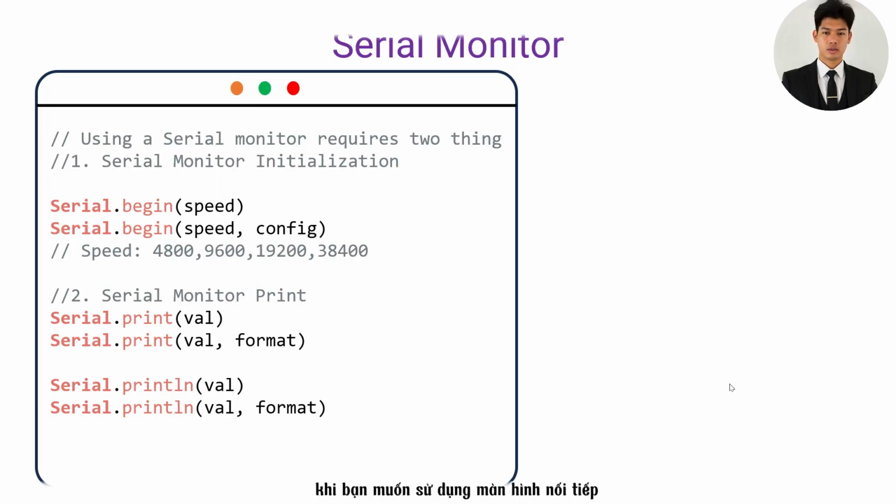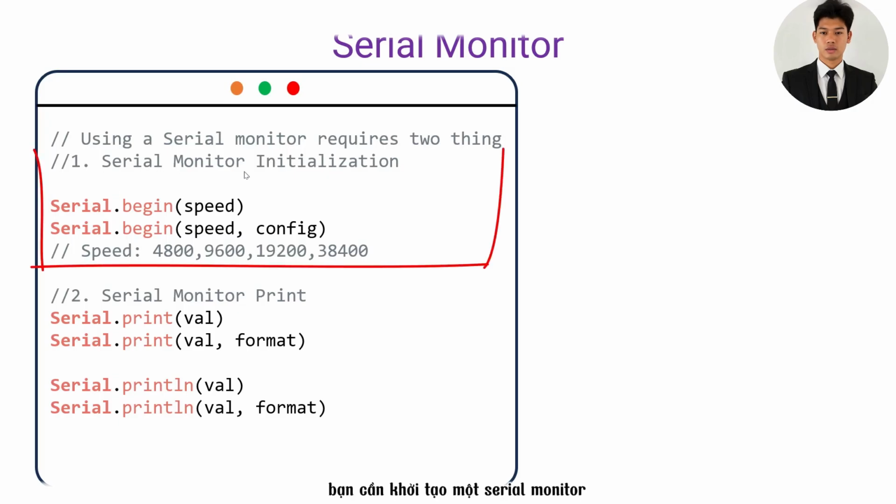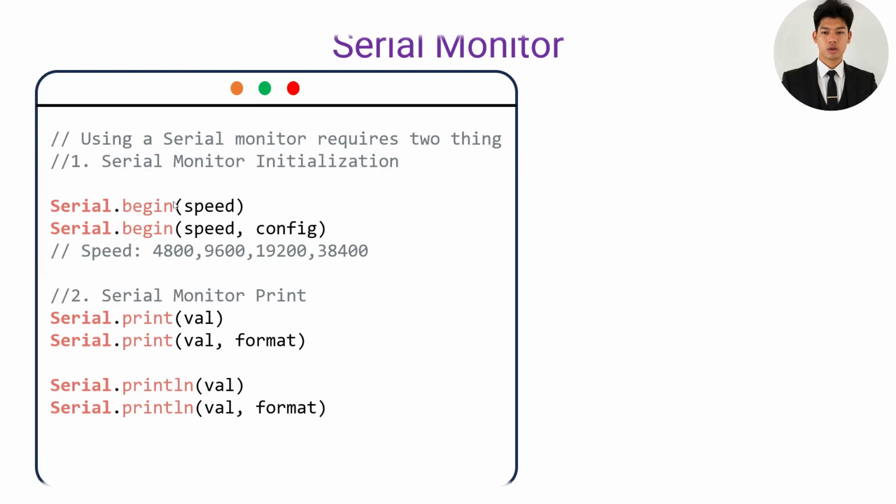When you want to use a serial monitor, you need to address 2 things. The first thing is, you need to initialize the serial monitor. For that the command is Serial.begin, and then within the bracket you need to specify the baud rate or the speed. The standard values of speed are 9600, 19200, and so on. This initialization command should be given inside void setup. So this will initiate the serial communication.